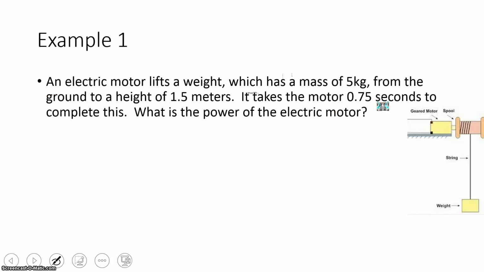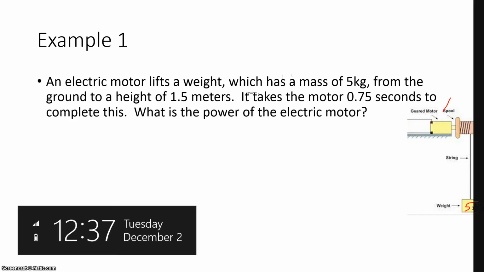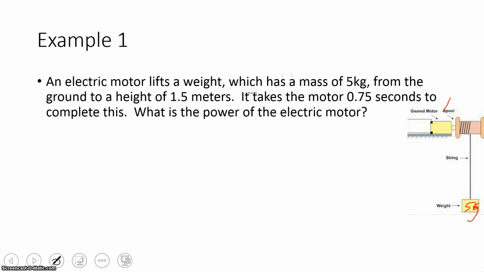Let's do an example, huh? So here's our first example. We have an electric motor. Here's our motor. It lifts a weight. There's our weight, which has a mass of 5 kilograms, from the ground to a height of 1.5 meters. If it takes the motor 0.75 seconds, so that's our time, to complete this, what is the power?